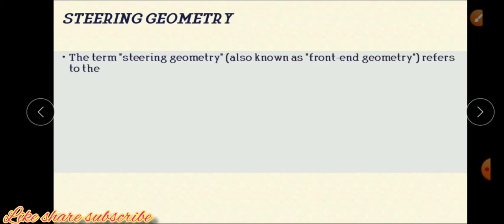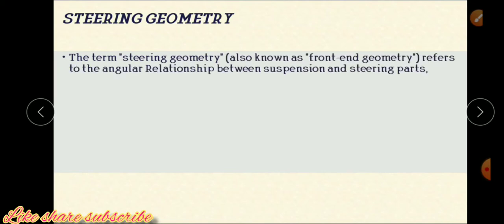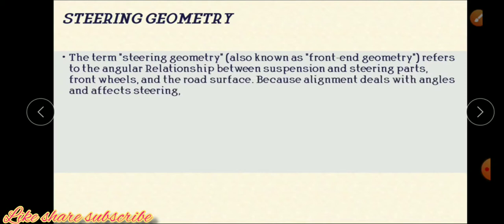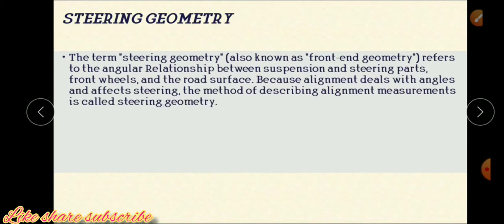So first we can go through the steering geometry introduction. The term steering geometry, also known as front end geometry, refers to the angular relationship between the suspension and the steering parts, front wheels, and the road surface. Because the alignment deals with the angles and affects the steering, the method of describing the alignment measurements is called steering geometry. And there are 5 steering geometry angles.